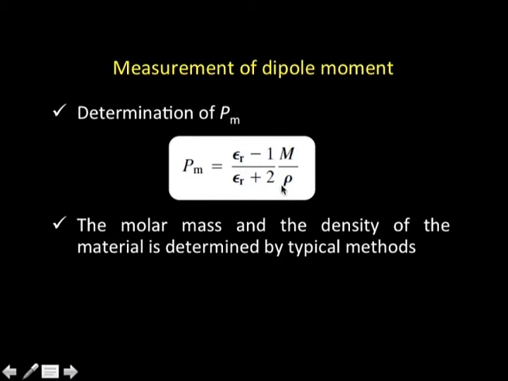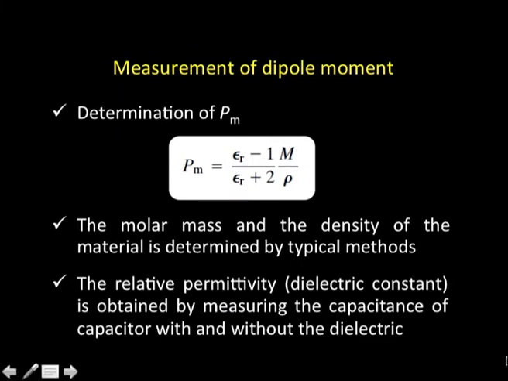What is important here is that in order to get the value of Pm, we need to know Er. And we learnt in the previous session that Er, the relative permittivity or the dielectric constant, is nothing but the ratio of the capacitance of a capacitor in the presence and absence of the dielectric medium. So, we make use of that. We measure the dielectric constant of the material by measuring the capacitance of the capacitor with and without the dielectric medium, where the dielectric is the material for which we want to find the dipole moment.